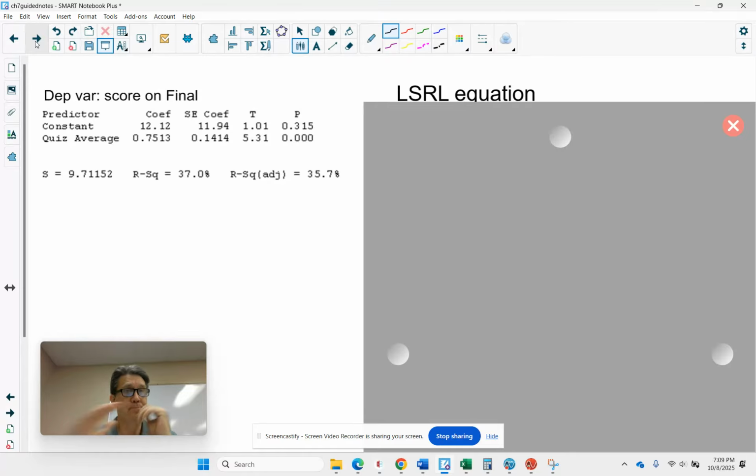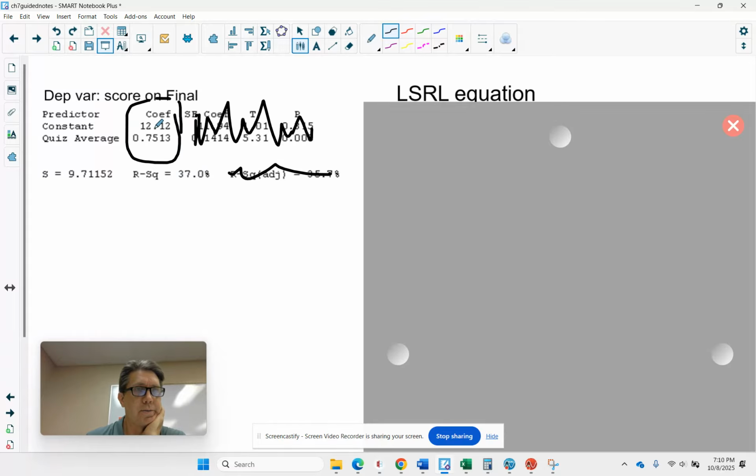So here we go. Remember, if you're asked to do the least squares line equation, you don't need any of this stuff. You don't need r squared. You do need the coefficients. You've got a, you've got b, you've got x.